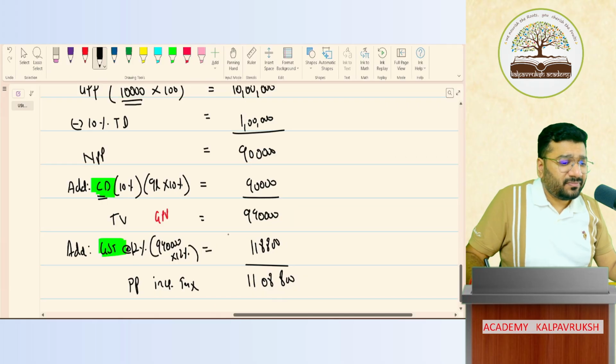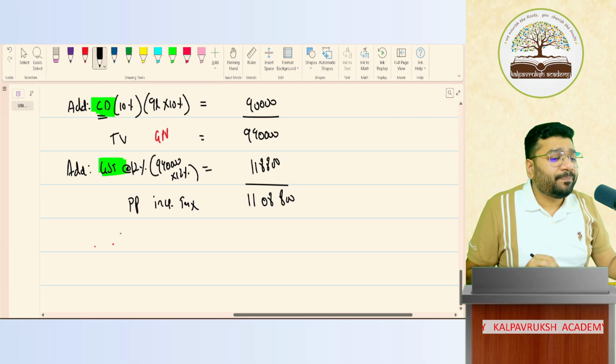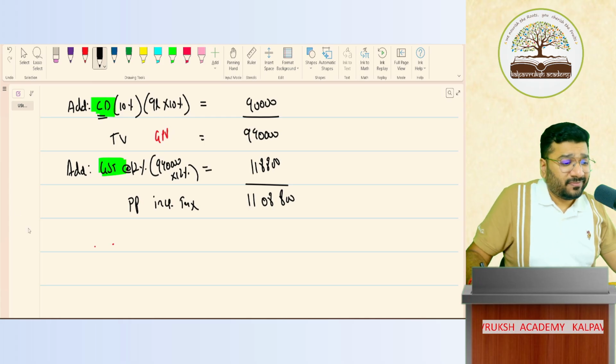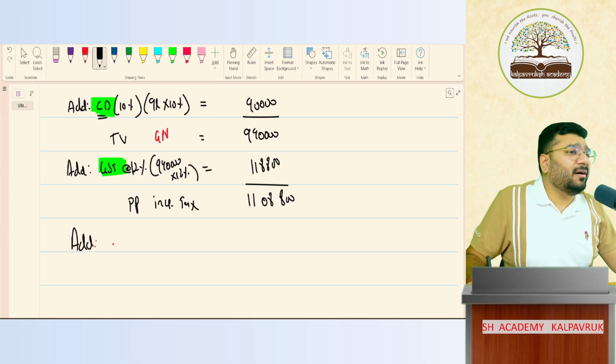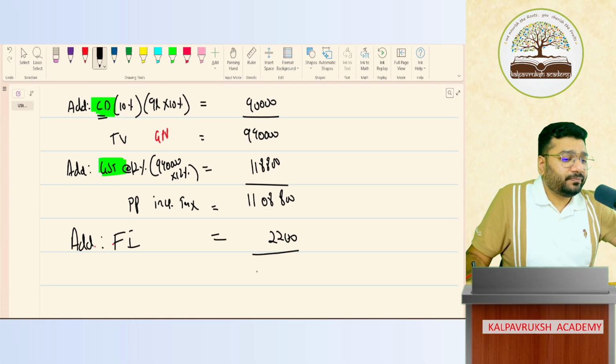So I'm incurring a freight charge of, let's suppose, 2,200. Should I add or minus? Add. All the costs that I incur should be added. So freight inward, how much is it? 2,200. Now tell me the value. 11 lakh 10,000. Got it? Not got it?